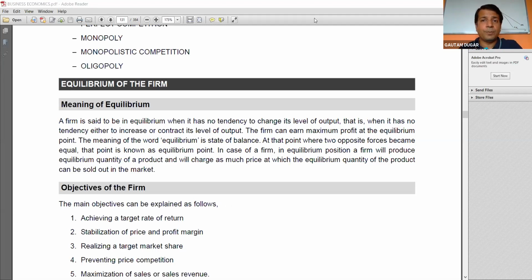Now, where is that point? How does a firm achieve or reach the equilibrium point?